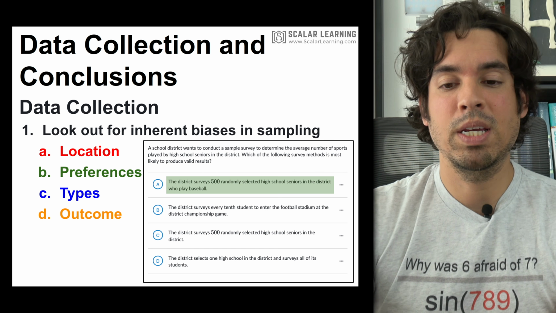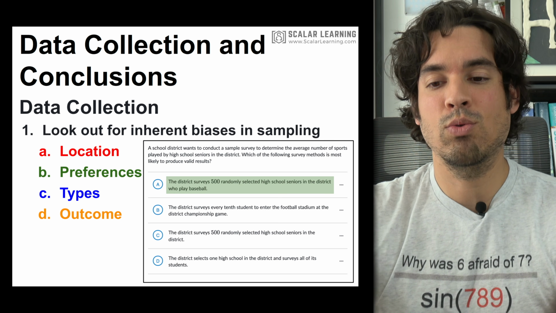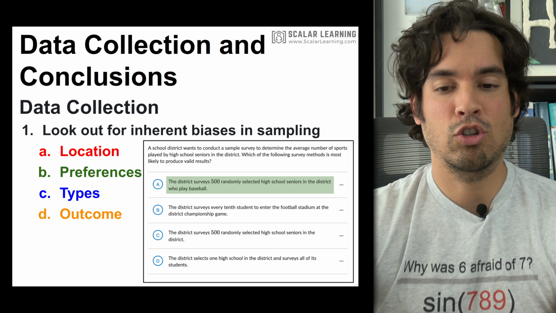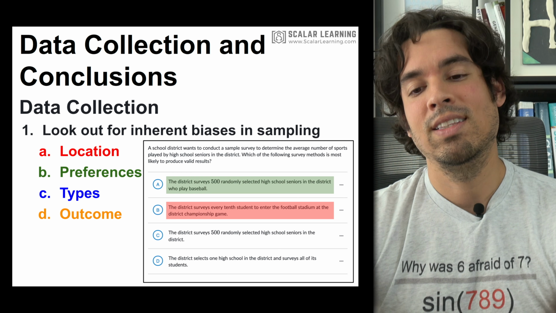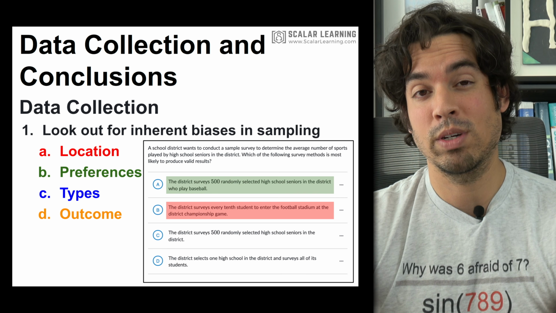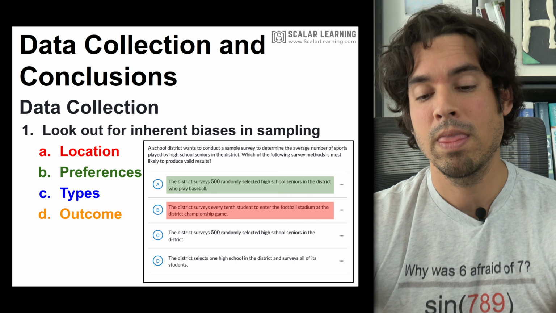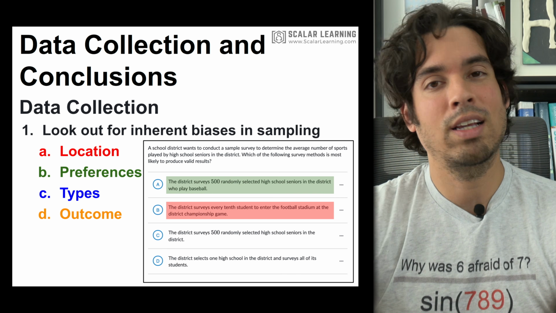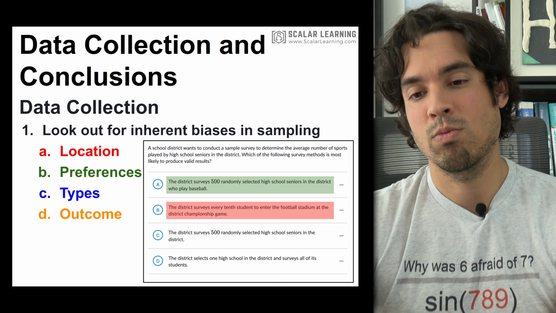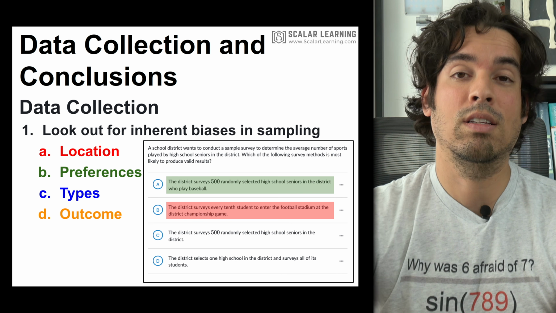What about option B? The district surveys every 10th student who enters the football stadium at the district championship game. So to me, this is a problem with the location of where you're doing it, right? If you're doing it by the football stadium, I believe there's a greater likelihood that these people like sports. They're more likely to play sports if they're going into the football stadium.